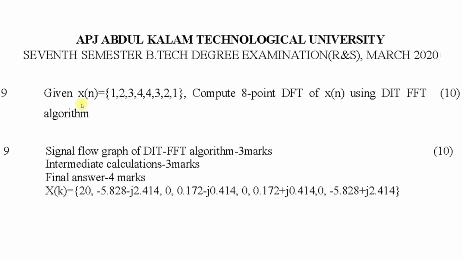So in the university question paper, you can see that always the 9th question is an FFT problem. So it is a 100% sure question of 10 marks. So in this case, x of n is given, then you have to determine the DIT FFT algorithm.